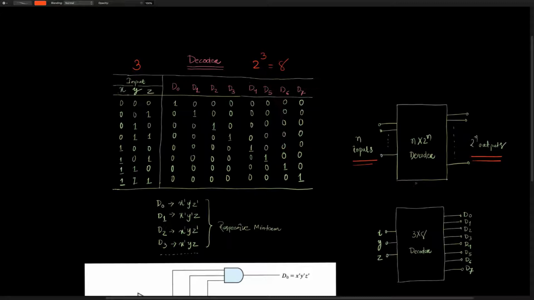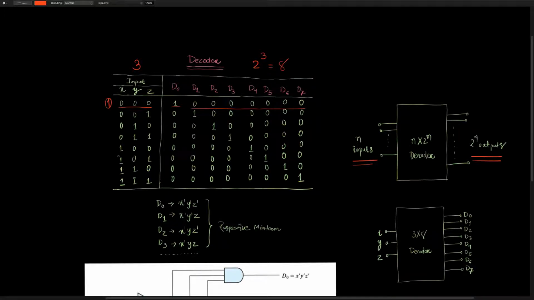Only one output would be high at a single time, whereas others would be 0. Now, which output would be high? That depends on the combination of input. By looking at the truth table, we can deduce that for this first combination, whenever the 3 inputs are low, your D0 output would be high, whereas others would be low.